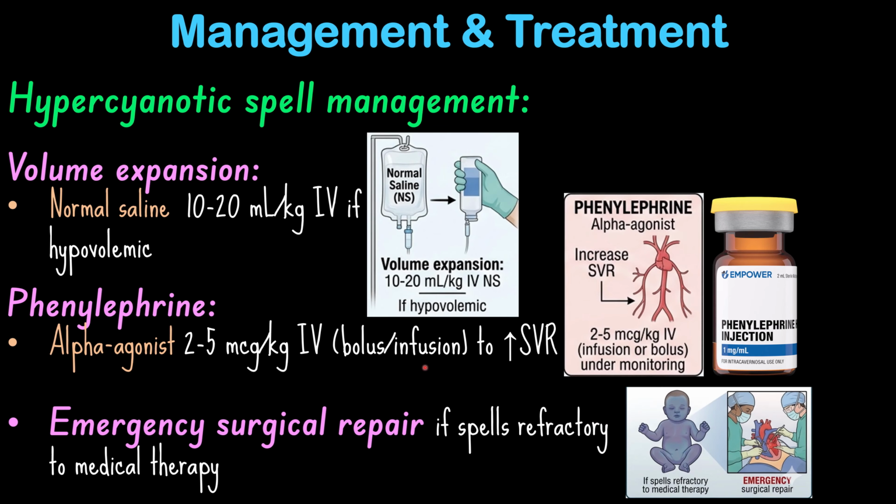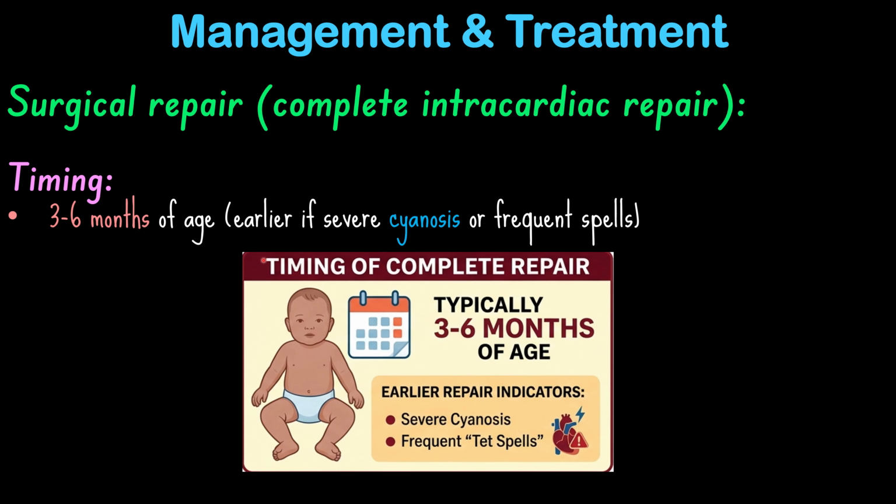If spells are refractory to medical therapy, emergency surgical repair is needed. Complete intracardiac repair is typically performed between 3 and 6 months of age. Earlier surgery is indicated for severe cyanosis or frequent spells.